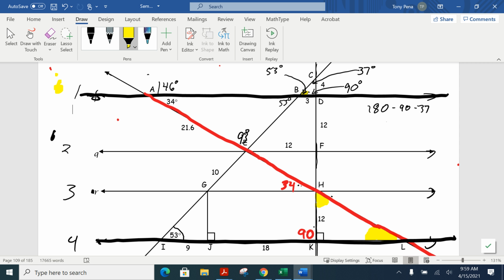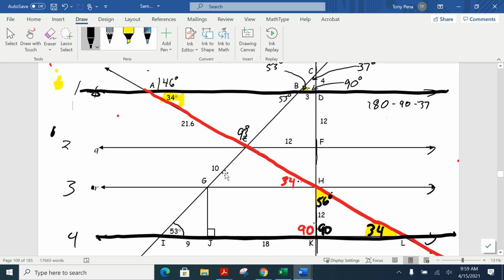Got to be 34, right? Because isn't this an alternate interior angle with this guy here? Those are alternate interior angles. So this is a 34 degree angle. And this is 90 because that's got the little square there. So in that triangle, 90, 34, subtract all of those. What do we get? Good. Is that what you had? Yeah. Good. That should be 56 degrees. Okay. All right. So some good thinking there.